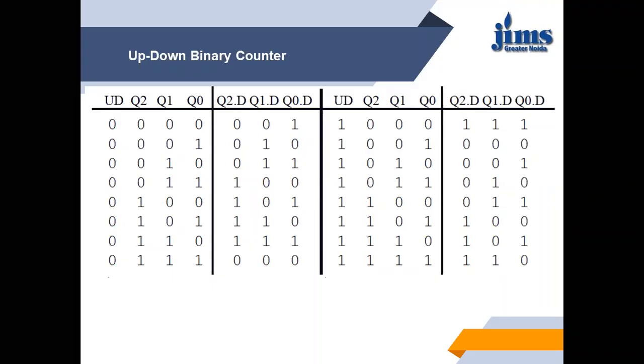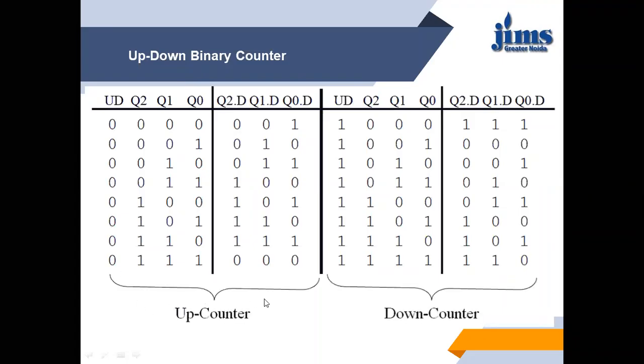For the first 8 combinations, when UD is 0, it will count up. So whenever UD is 0 in this sequence, this is your up counter design. So state 0 to 1, 1 to 2, 2 to 3, 3 to 4, 4 to 5, 5 to 6, 6 to 7, 7 to 0. When UD is 1, it will count down: present state 0 goes to next state 7, 1 to 0, 2 to 1, 3 to 2. If the present state is 4, the next state is 3, present state 5, next state 4, present state 6, next state 5, present state 7, next state 6.